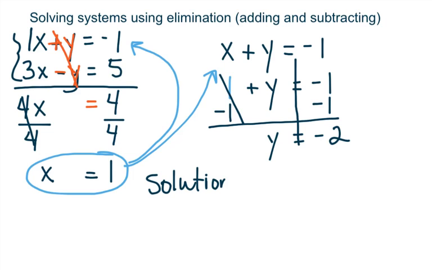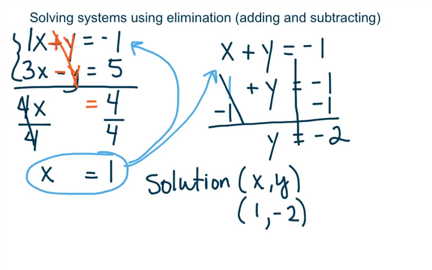remember a solution to a system is the point (x, y), so my solution is 1 for my x value and -2 for my y value. So that means those two lines will cross at the point (1, -2) on the coordinate grid.